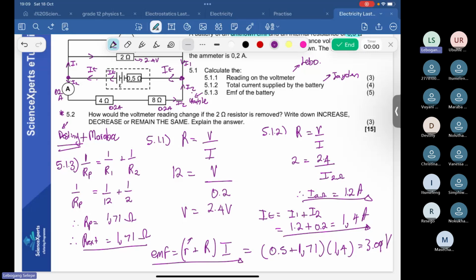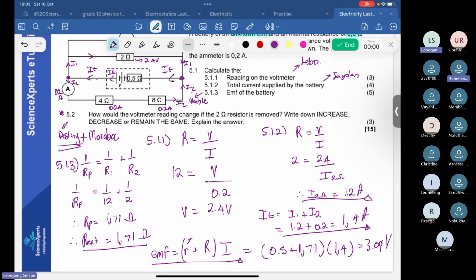Yes, Itumele. Itumele, I can't hear you. I can't hear you properly. I think you are wearing headphones again. Just take them off.